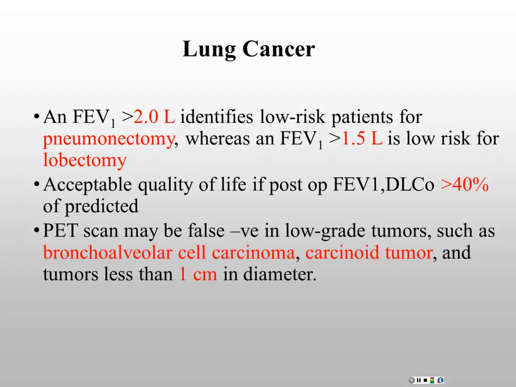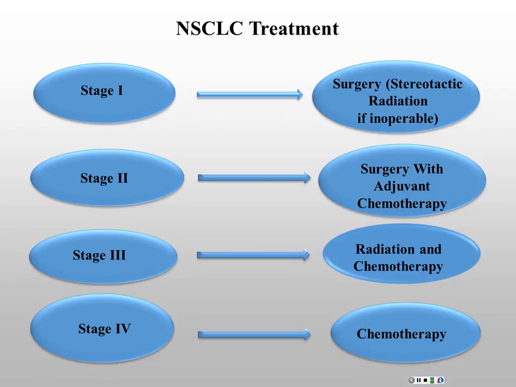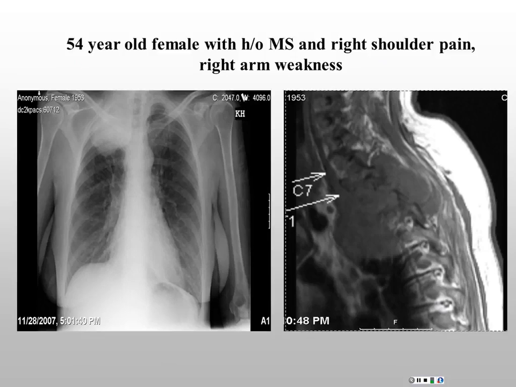Again, PET scan may be negative in some types of adenocarcinoma. This is a summary of the treatment options depending on the stage. If you want to remember one thing, remember stage 1 and 2, you can do surgery. 3 and 4, there is no option for surgery in these patients, unless you are removing obstruction, maybe by stenting or doing bronchoscopy as a palliative method.